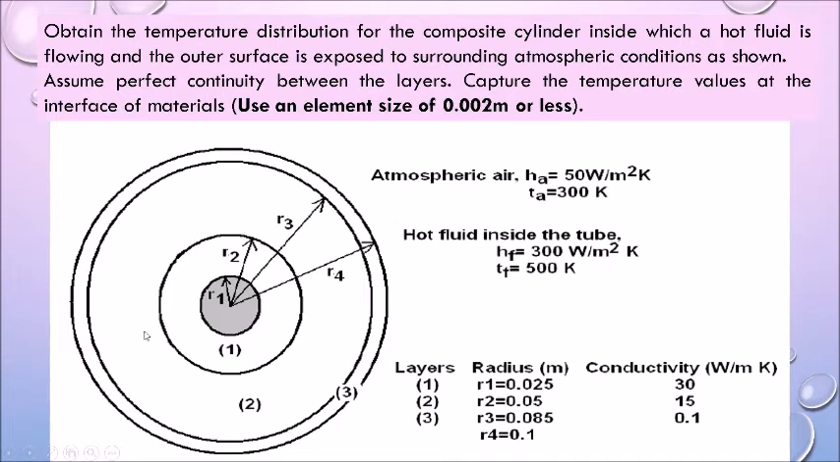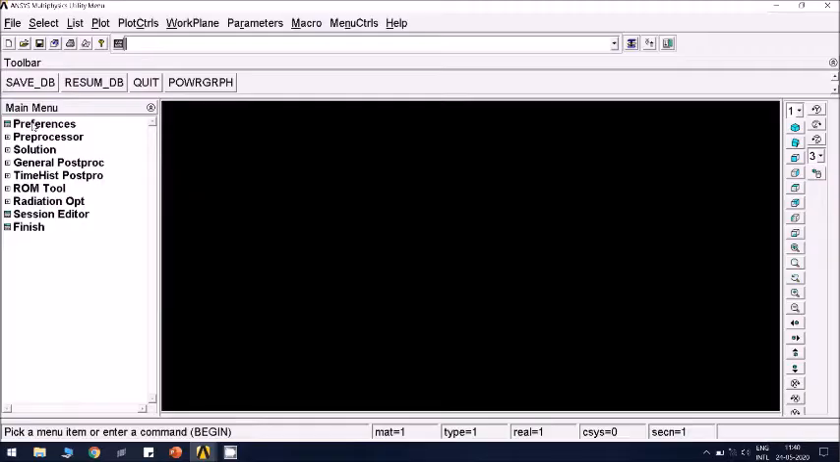Now since it is a symmetric model, I need to model only 1/4 of this problem, a 90 degree portion only. I need to capture the temperature values at the interface of materials. Use an element size of 0.002 meter or less than that. Assume perfect continuity between the layers. Observe all this. We'll solve this now.